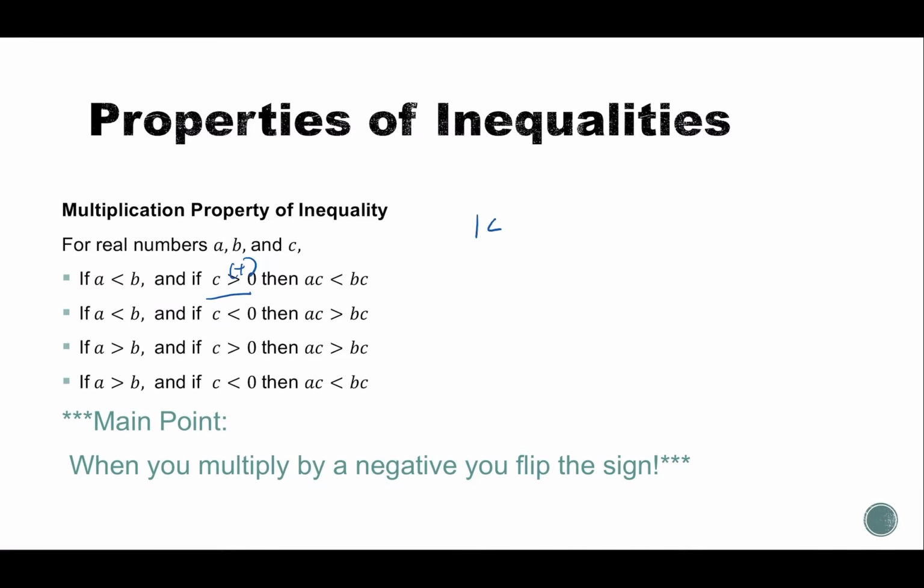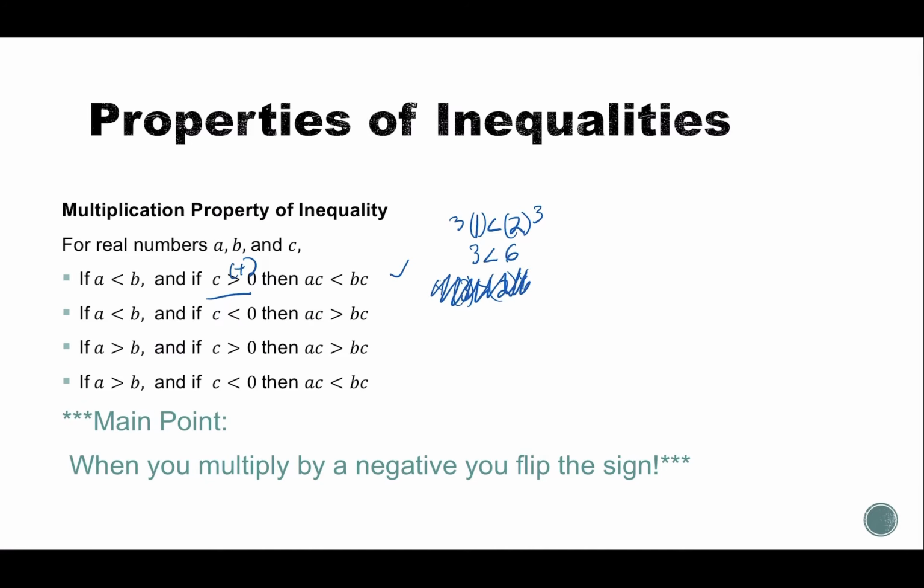If I have 1 is less than 2, and I multiply both sides by 3, 3 is less than 6. This remains true for less than. It would also work for greater than. If I have 3 is greater than 2, I multiply both sides by 4, right? Oh, sorry, I'm doing the wrong example.